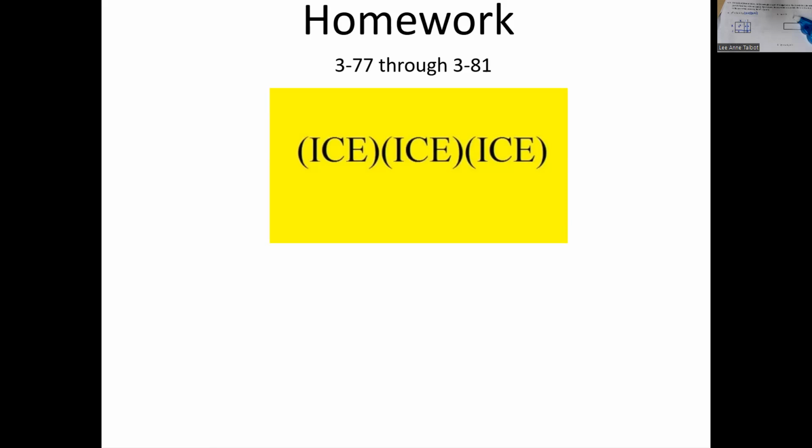The reason is because 16 is divisible by 2, so you know.